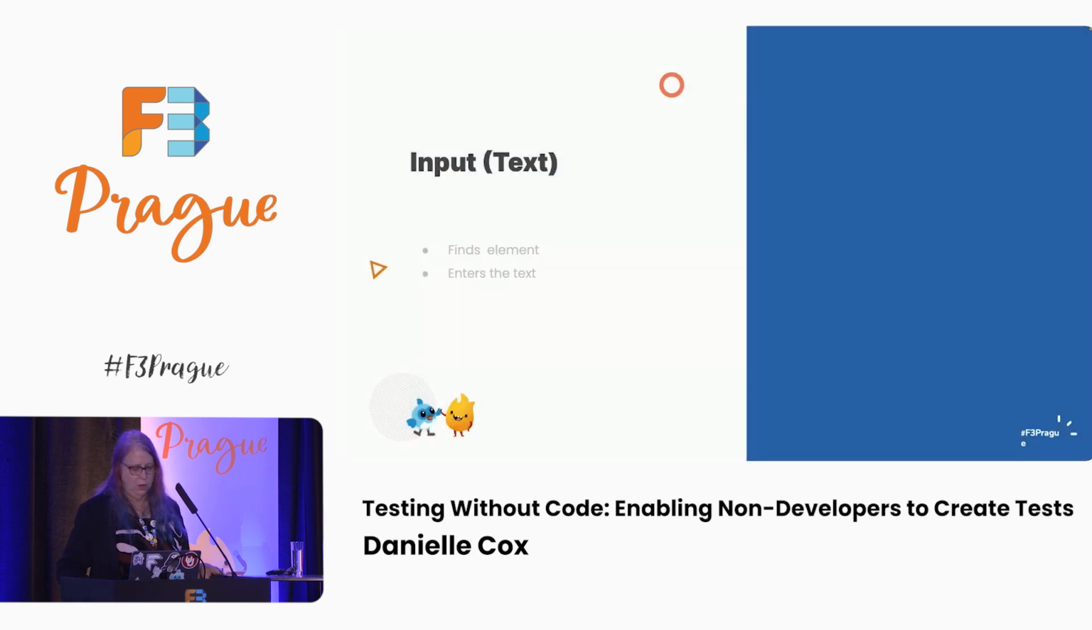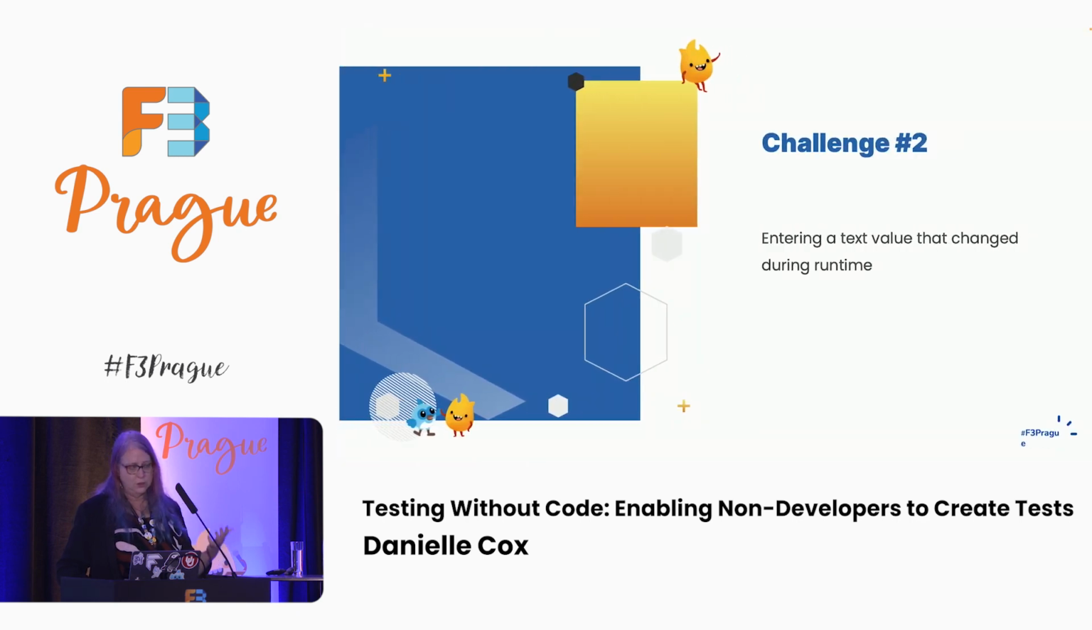Now, that was the input text. I already talked a little bit about it here, but we've got another challenge. This challenge is the fact that that email code gets generated when I tap the button saying send an email code. Okay, that's not something I can put in a test.